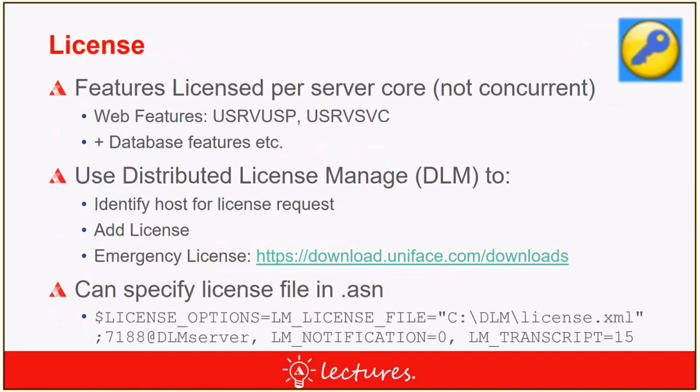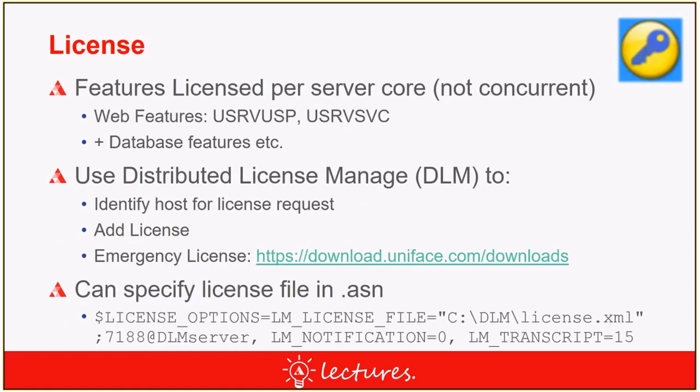Licenses: obviously you need a license to run the Uniface web application server functionality. It's typically licensed per core and not concurrent as per a desktop application. You'll need the server USP and service features and anything like your database and so on. It's pretty straightforward to do. I recommend you install the DLM, the license manager application, and there's a feature in there where you can identify the host ID, and it can write a file that you can send to license management to request a license, and then you just literally add the file in there and away you go.